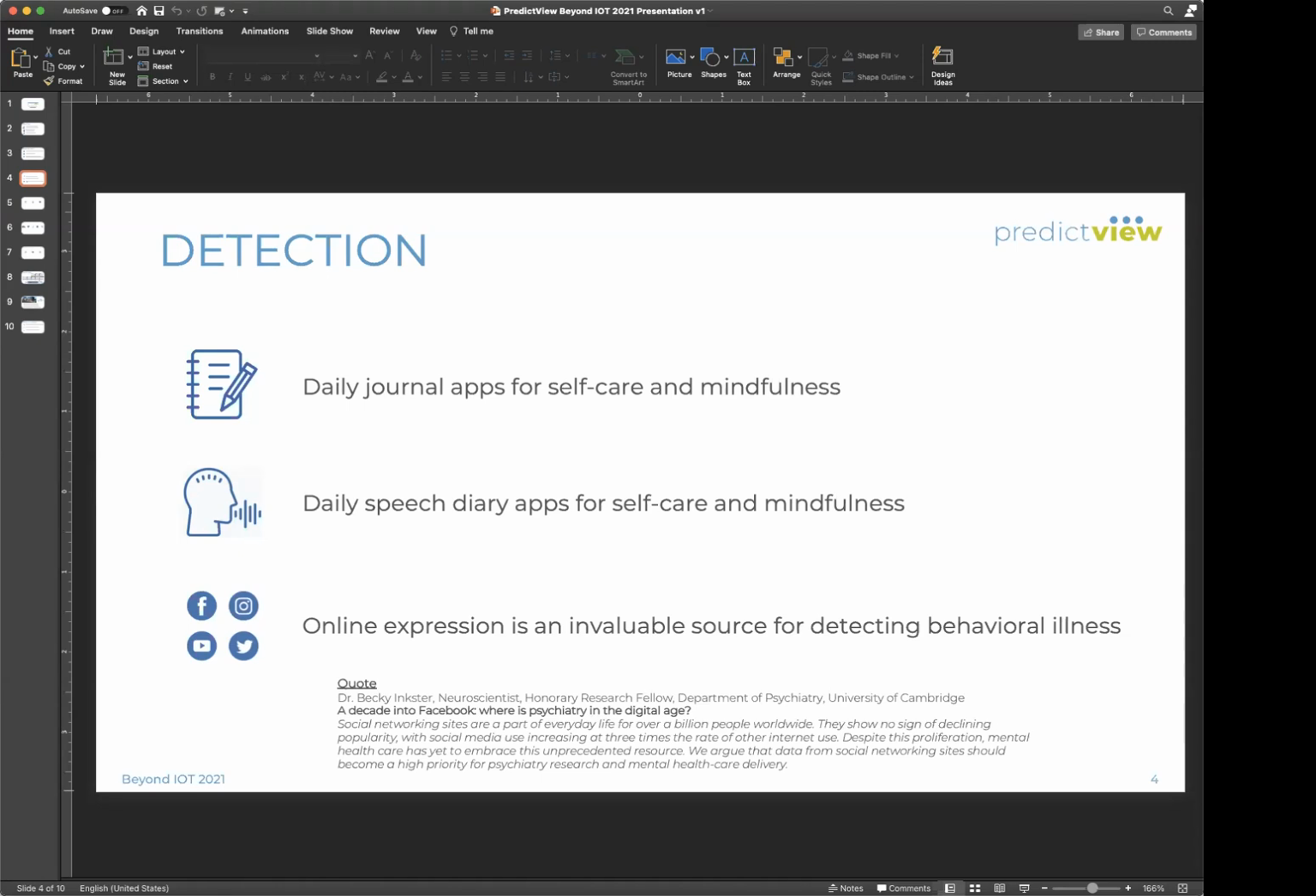Social networking sites, professional networking sites, these are all great sources for detection. Some researchers believe this is the primary source for detection and is currently untapped. Dr. Becky Inkster, a neuroscientist with the Department of Psychiatry at Cambridge, argues that data from social networking sites should become a high priority for psychiatric research and mental health care delivery.